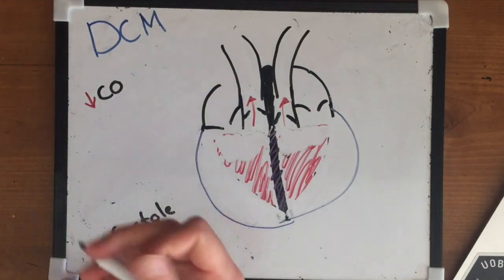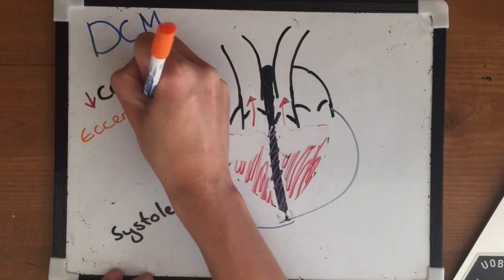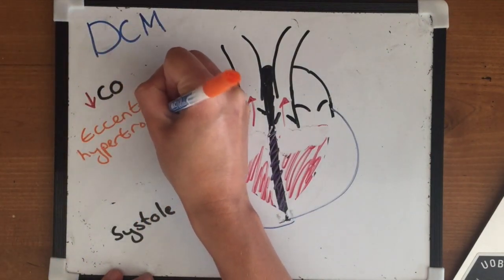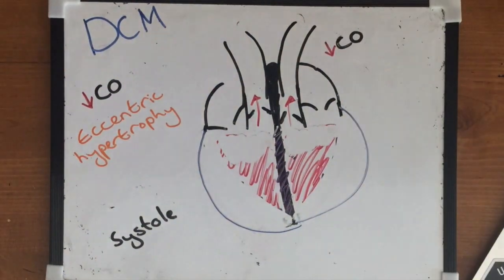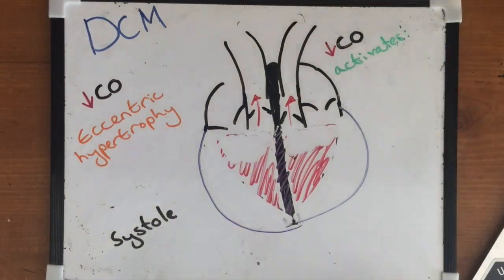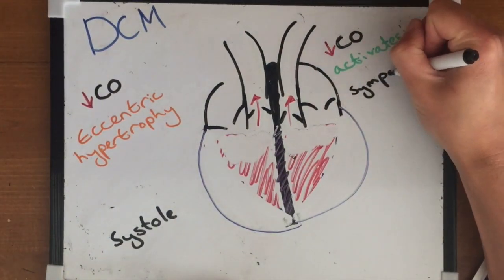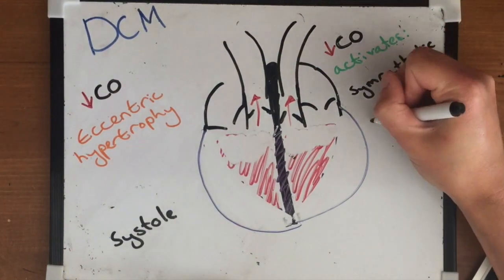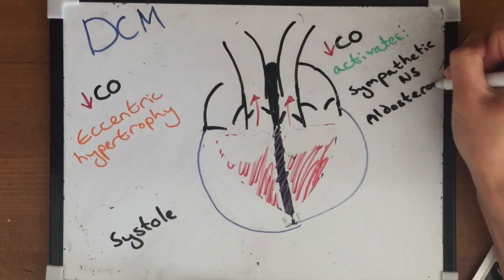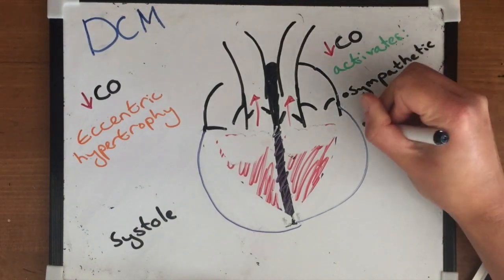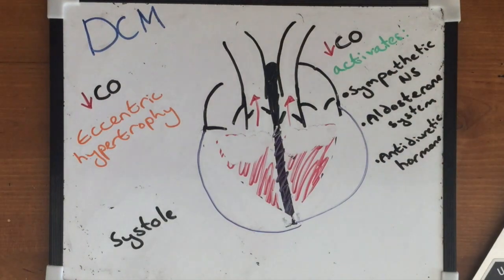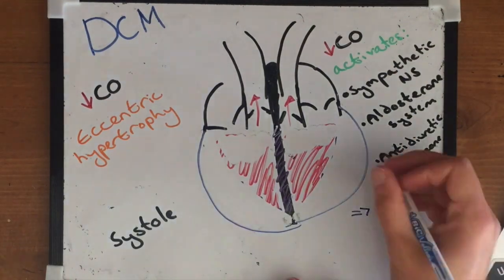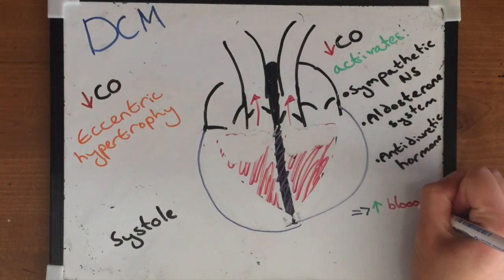The ventricles then dilate to compensate. Again, this is eccentric hypertrophy. As the disease progresses, dilation continues. However, it gets to a point where the heart cannot compensate anymore and cardiac output reduces. This reduced cardiac output activates compensatory mechanisms, including the sympathetic nervous system, the renin-angiotensin-aldosterone system, and the release of antidiuretic hormone.